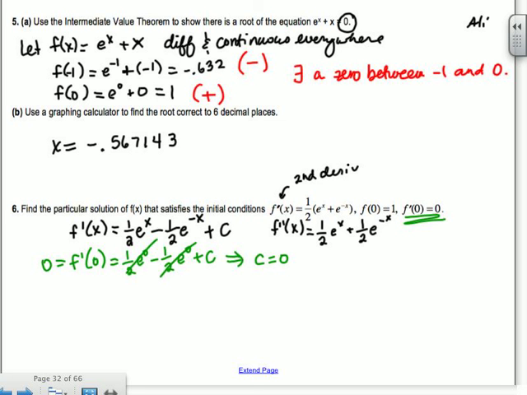All right, so now let's find f of x. If f prime of x is up there, 1/2 e to the x minus 1/2 e to the negative x, what's f of x? 1/2 e to the x plus 1/2 e to the negative x. It goes back to f double prime. Plus another constant. We don't write c because we already used c, so d.